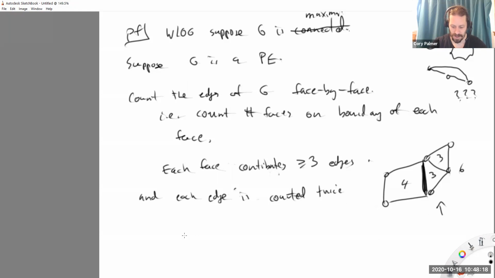Okay. So that means that the number of edges in G is at least as large as 3 over 2 times F. Each face contributes at least 3 and is counted at most twice. So we're dividing by it, and it's clearly a lower bound on the number of edges here. And now the proof is just some arithmetic.